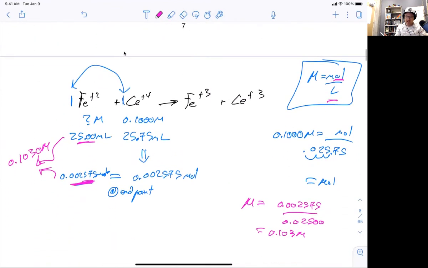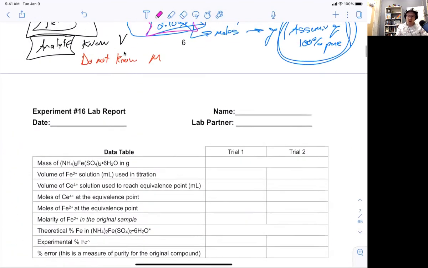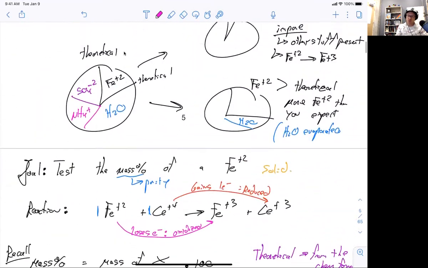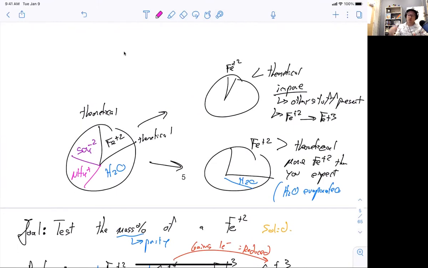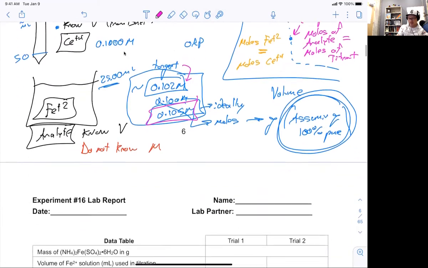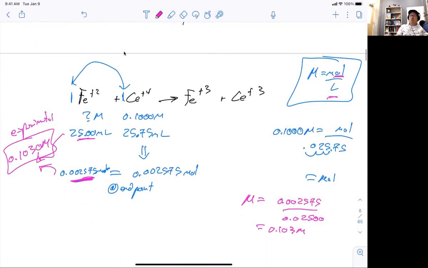And then from the experiment, from the titration data, you're going to use this calculation right here. You get 0.103. This is the experimental. And notice that this is less than the 0.105. That means we're in the first scenario. It's impure. There's other stuff present, and maybe, there's no way to know, some of the iron 2 had already been converted to iron 3 and it didn't react. Okay, so those are the sort of theoretical things.